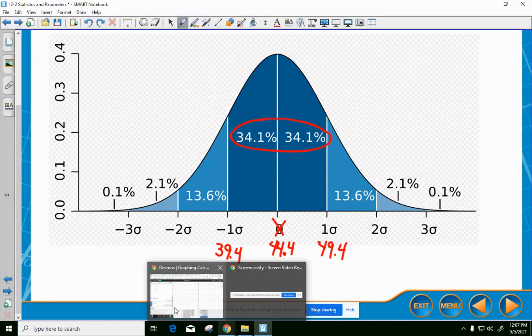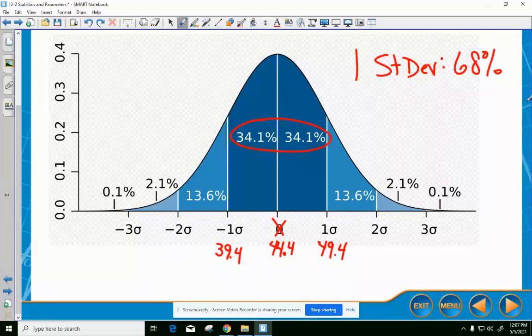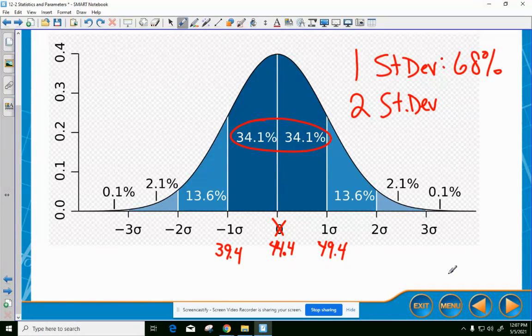The percentages here will never change. Okay. So one standard deviation will give you 68% of all your information on your graph. All right. What's up? So for after the 49.4, would you add another 5? No. You would add one more standard deviation, or 10 would be from the beginning. Okay. So if we talk about being 2 standard deviations away, now you're talking about adding another 5 to here.